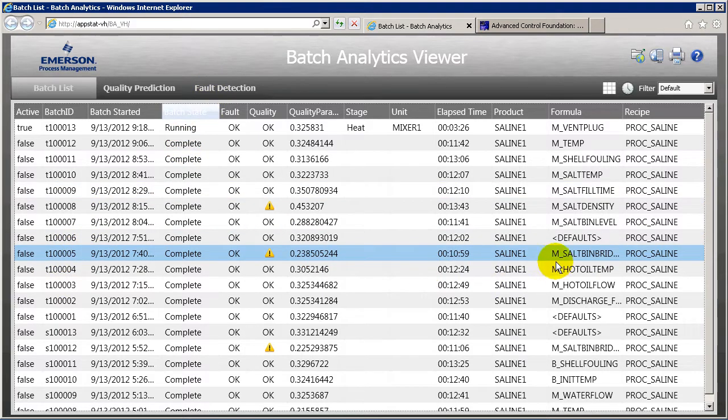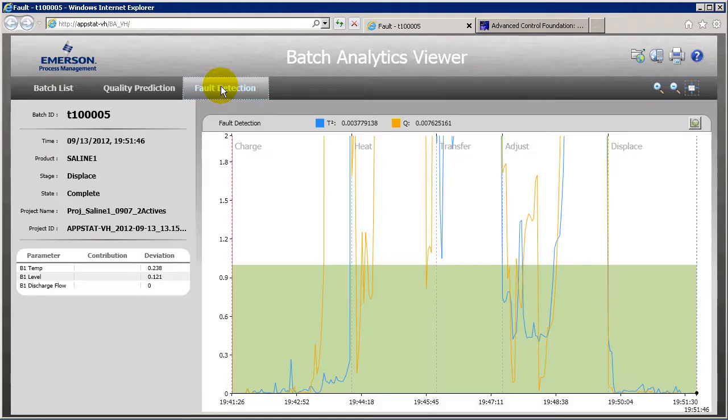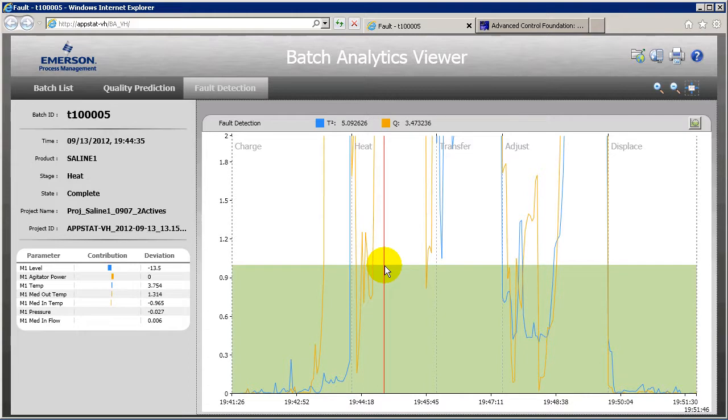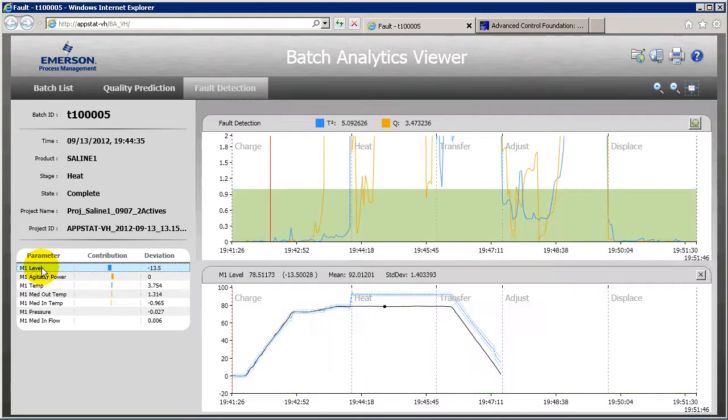Let's look at another fault where we have a bridge in our salt bin. So we're no longer getting salt flow that's normal. When we get to the point in the batch where salt is added, you notice there's a major deviation in both the T-squared and Q statistic. By clicking in that area and then selecting the major contributor, we see that the level of the mixer is quite a bit lower than what would be expected after salt is added, indicating that we didn't get the salt flow that was required.